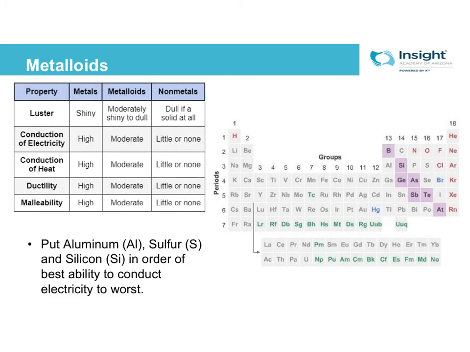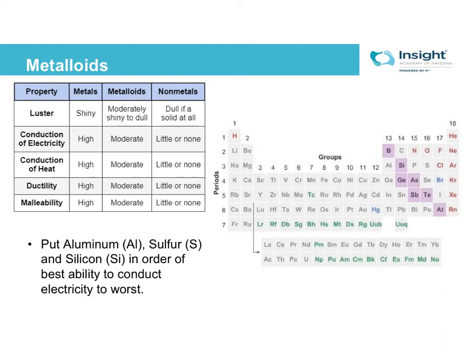Some other things that you'll want to know is just the general properties of metalloids as a group. Alright, so really they fall in between metals and nonmetals. Metals are super shiny, nonmetals are really dull if they're solid at all. Metalloids are somewhere in the middle. Some of them are towards the shinier end, some of them are towards the duller end, but they're really a in the middle sort of group. They have moderate levels of electricity conduction, moderate levels of conducting heat, moderate ability for ductility, malleability.